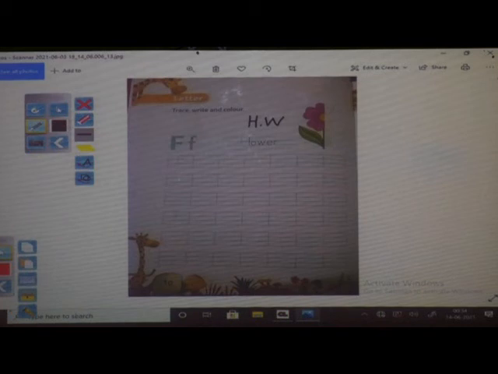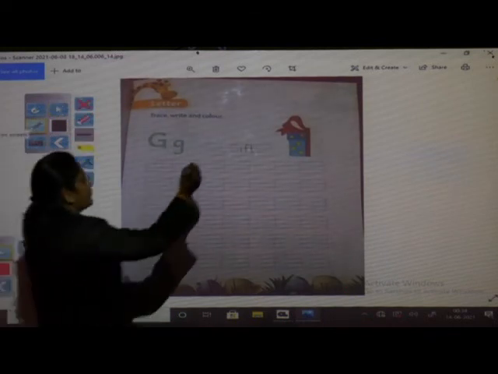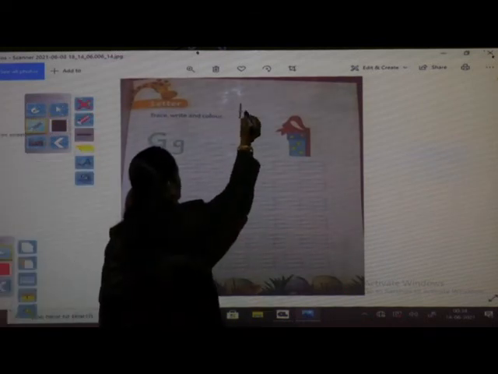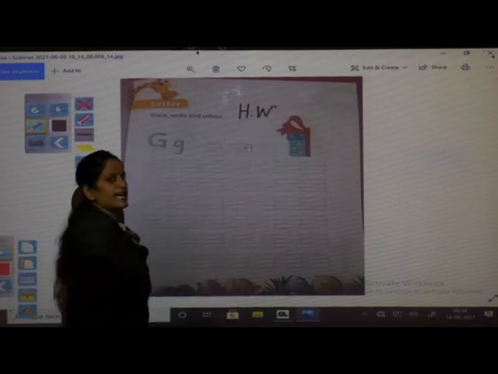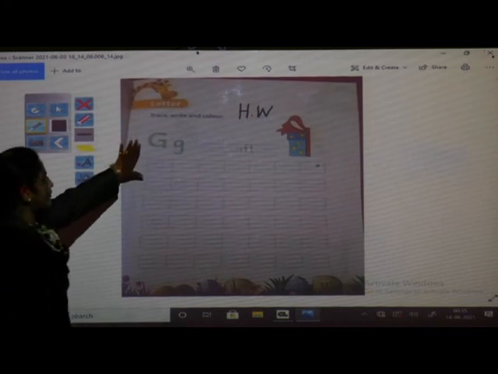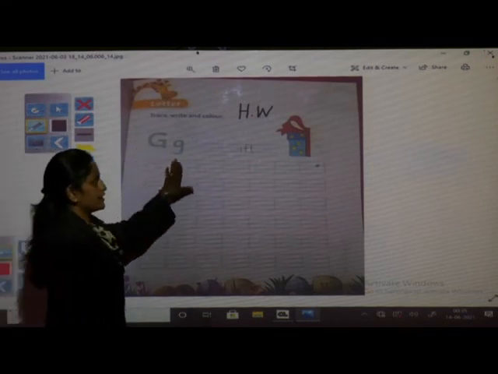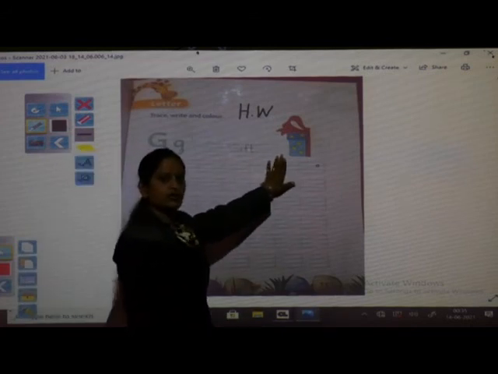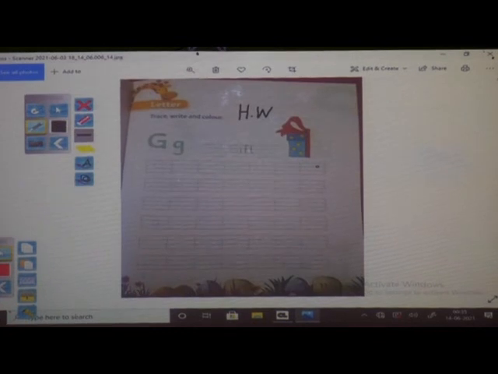Now, next page, page number 11. Okay? Here also same. You have to write letter capital H and capital W, that is H.W homework. Same here you have to practice letter capital G and letter small g. Also you have to color the picture of a gift box. Okay children, understood the homework?